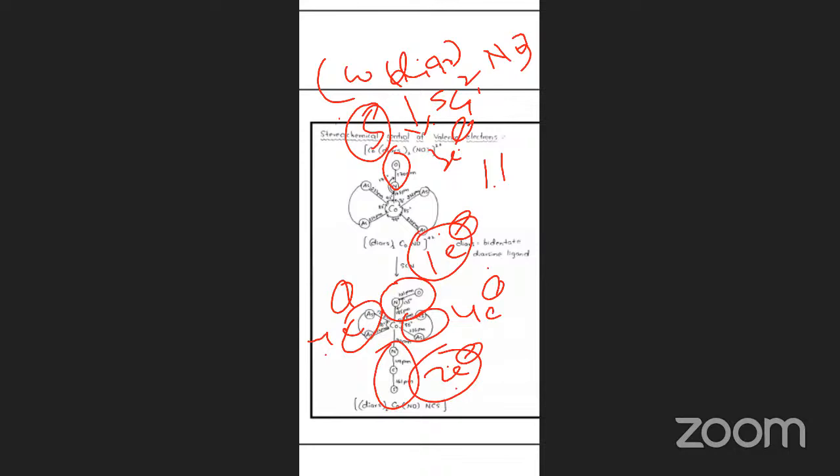What about the central atom? Co is in the plus 2 condition. How many electrons does it give? D7 configuration, 7 electrons are there. 11 plus 7 is how much? 18 electrons. Here, what is the concluding point? The NO is acting as a 1 electron donor.